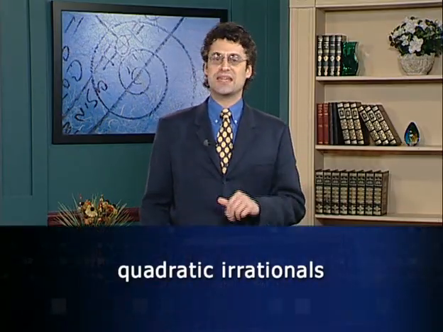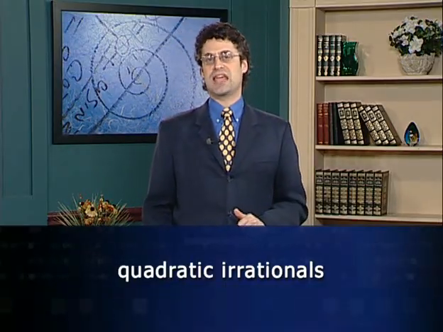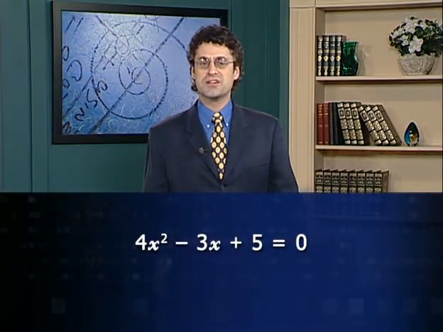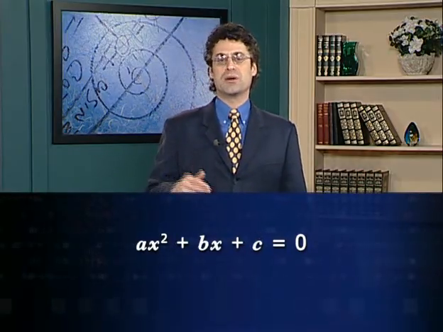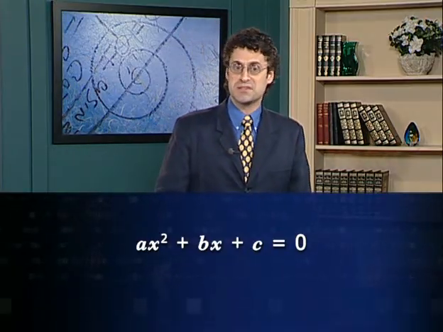Well, now that we have a newfound appreciation for the number theory hidden within our Western music, I want us to return to quadratic irrationals and discover structure hidden within these ancient numbers. Let's first recall that quadratic irrational numbers are irrational numbers that are also solutions to quadratic equations having integer coefficients, such as 4x squared minus 3x plus 5 equals 0, or more generally, ax squared plus bx plus c equals 0 for some given integers a, b, and c.